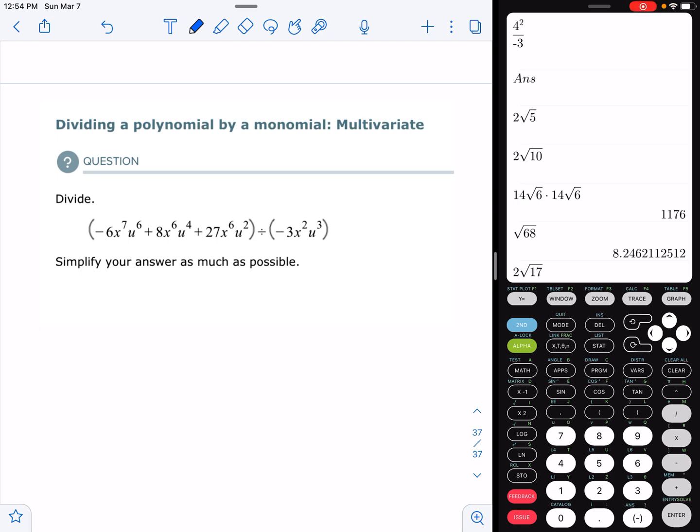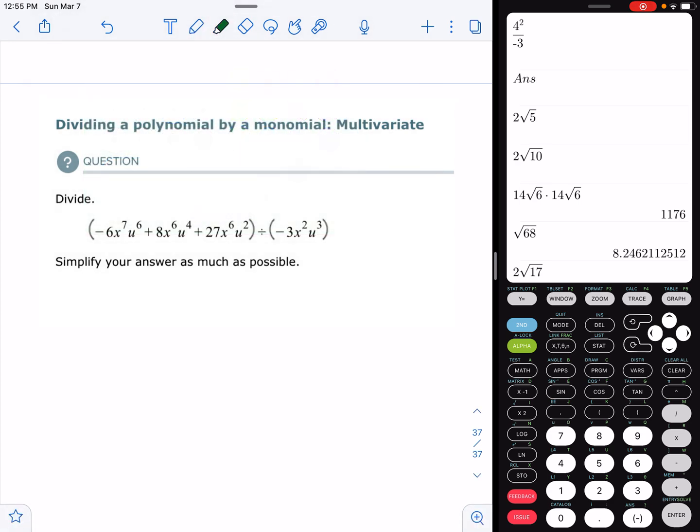Okay, so today's topic is dividing a polynomial by a monomial, multivariate. This can get confusing really fast, so make sure you're paying attention. So the first thing I'm going to do is rewrite this as a fraction, but I'm going to take each term and make it its own fraction.